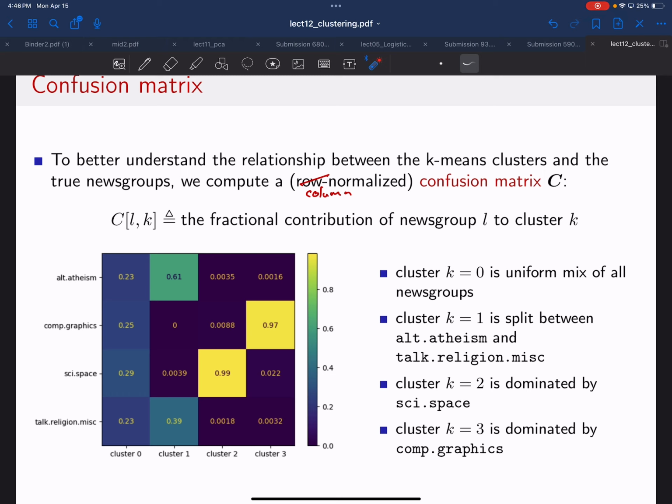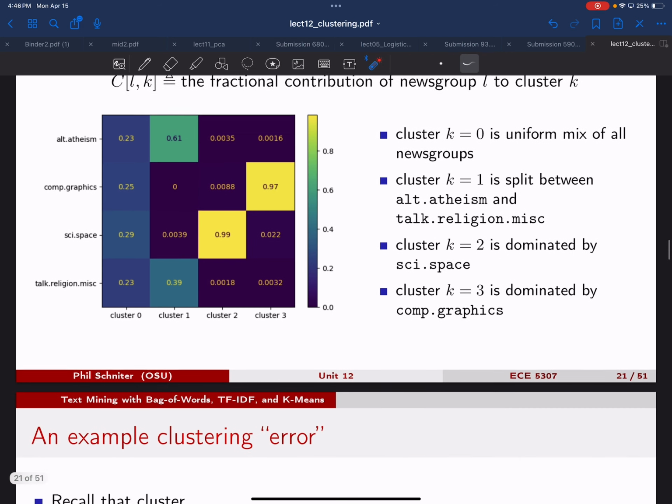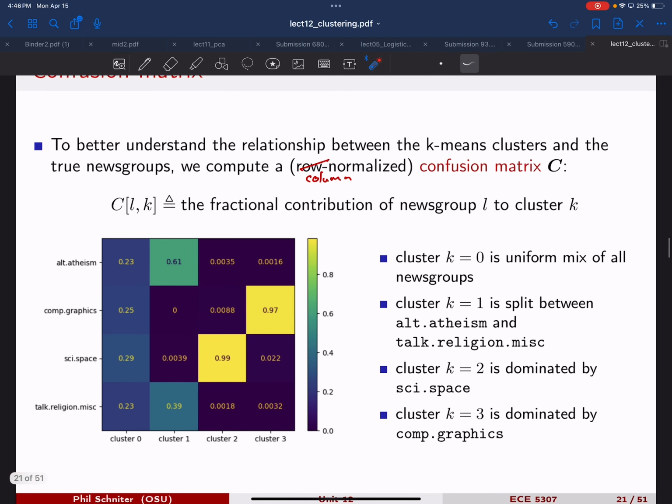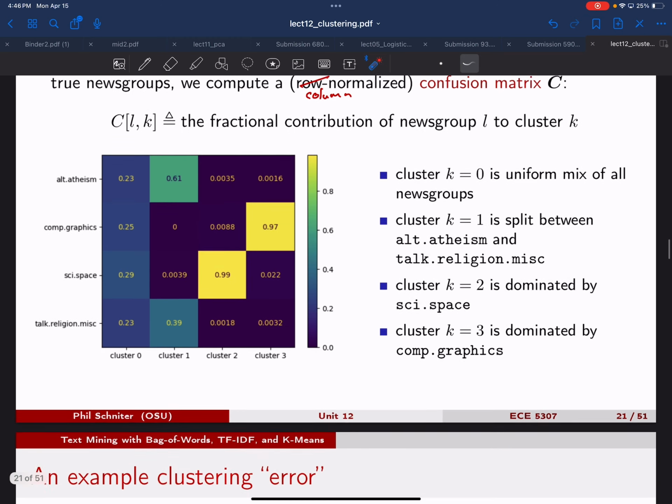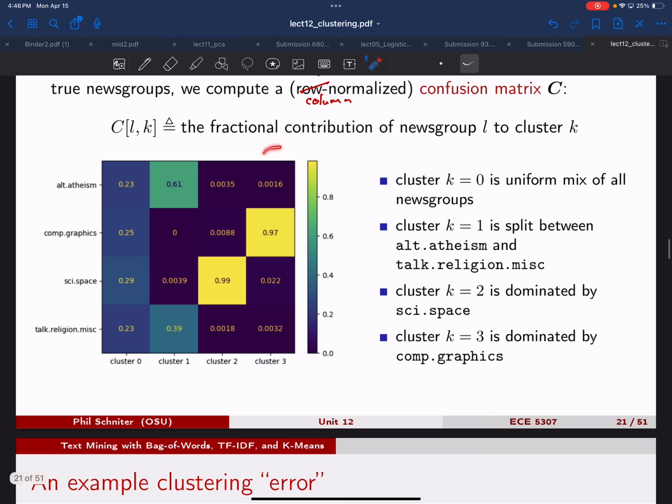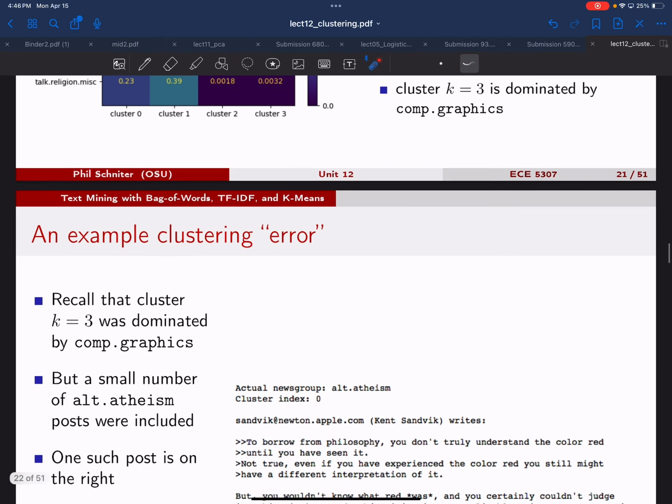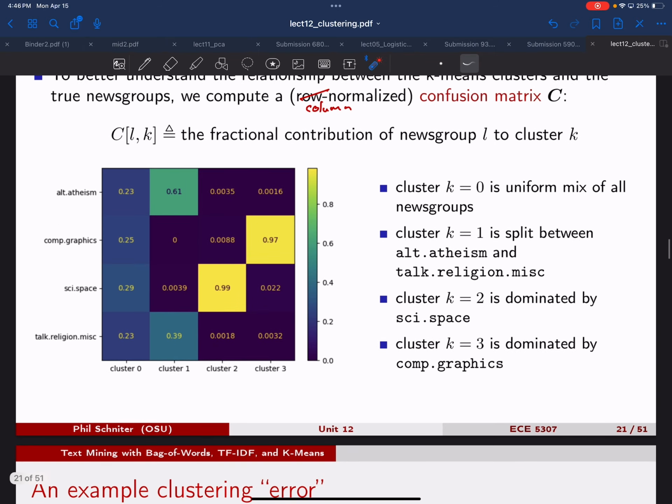Okay, so that's what we get with k-means. Any questions there? Okay, let's take a look at one of these errors. Even though this is really good, let's look at one of these errors.